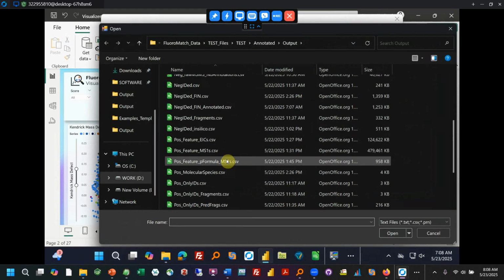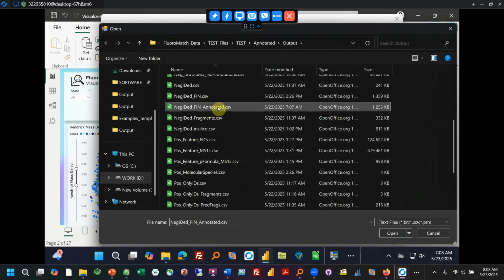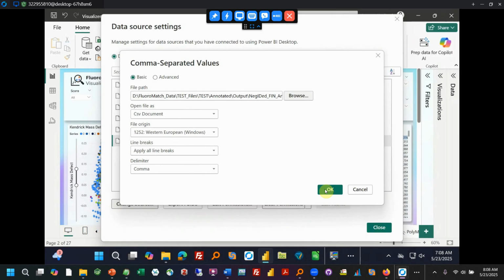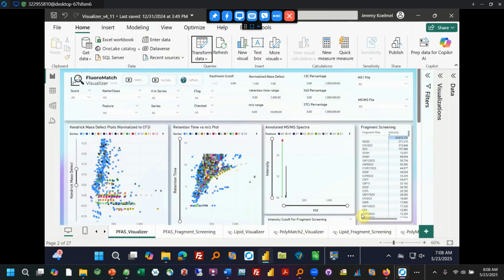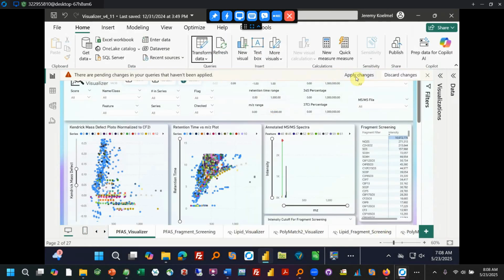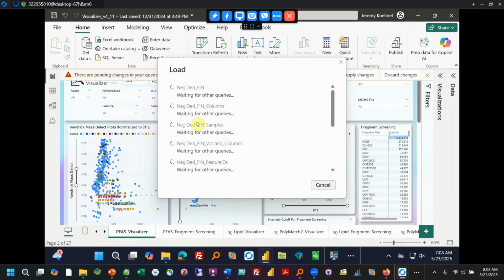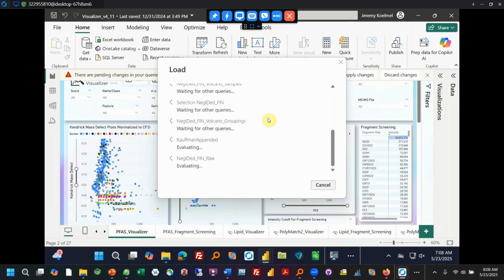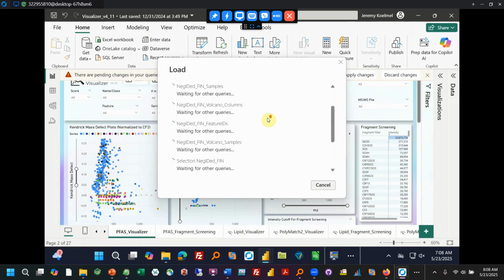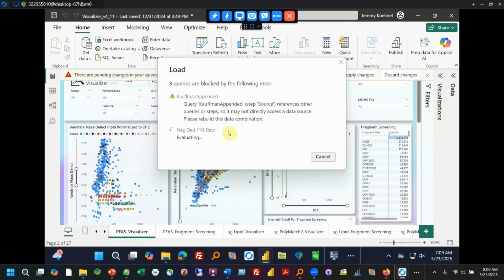And then we're going to find our annotated one. There it is. Press open, OK, close. And as long as you didn't mess with any of the column names, you can't change any of the column names, things like that, then this should load totally fine and relatively quickly. Because the only thing it has to load now is the neg ID fin. The ones that take a while.